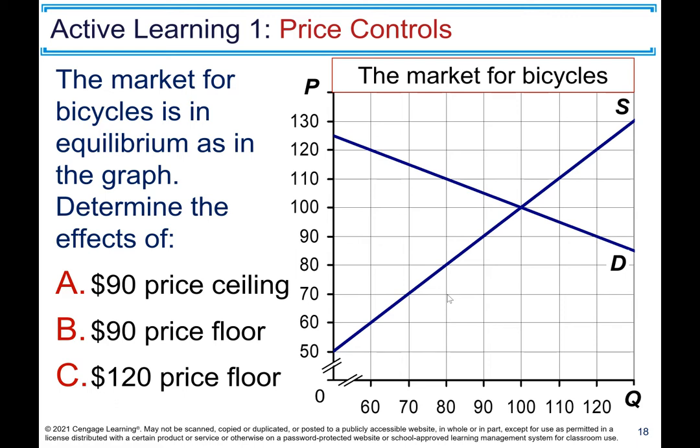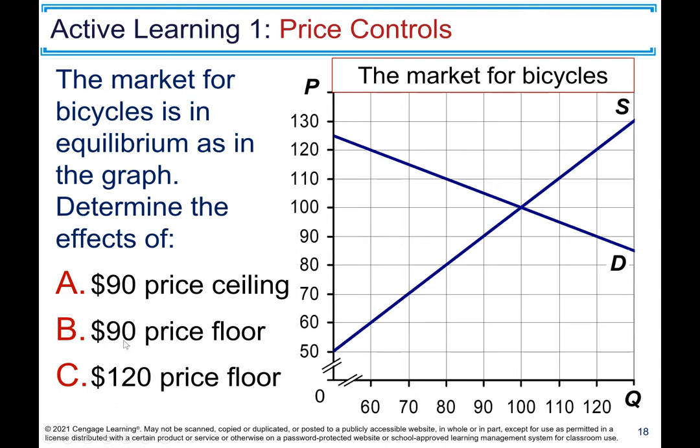A learning exercise. The market for bicycles is in equilibrium, as in this graph. Determine the effects of a $90 price ceiling, a $90 price floor, and a $120 price floor. So where is $90? $90 is below the equilibrium. And if the price ceiling is below equilibrium, it is going to be effective. And you should be able to calculate the shortage, 120 minus 90.